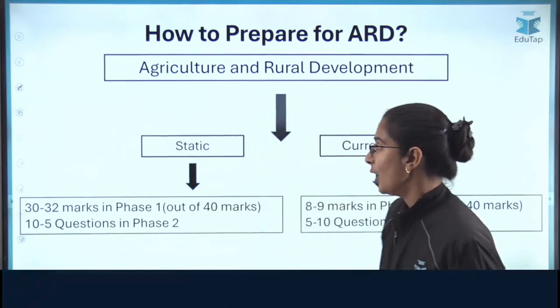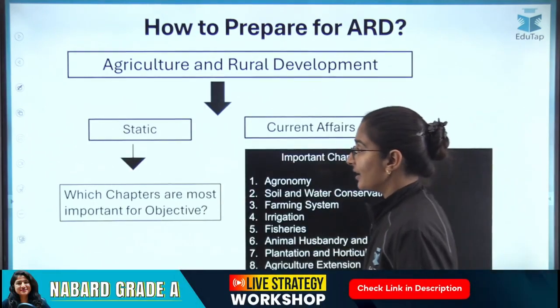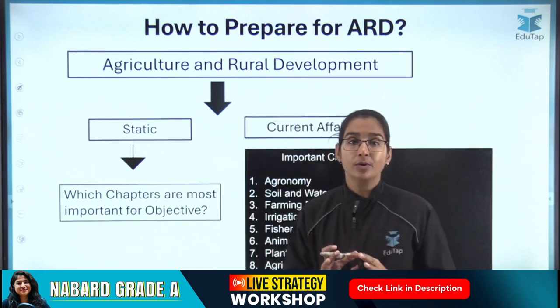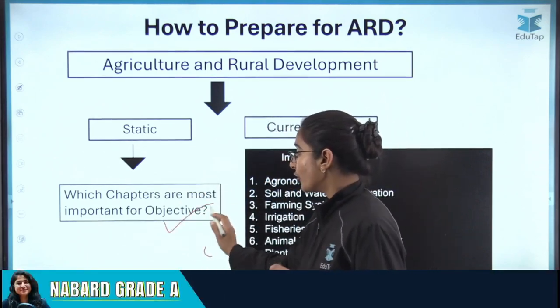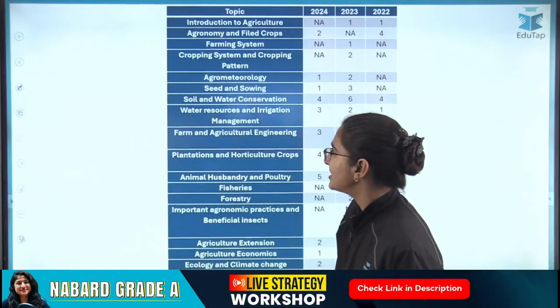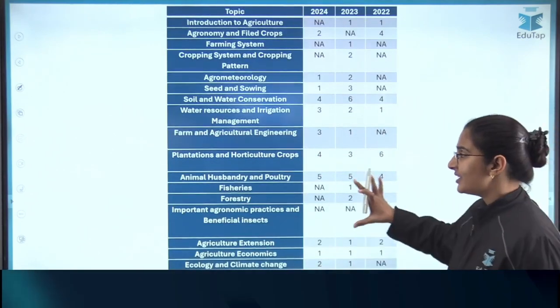Now, moving ahead. Which chapters are important? First of all, we are going to discuss the static part. So which chapters are the most important for the objective part? How have I decided that those chapters are the most important? Because here is the distribution.